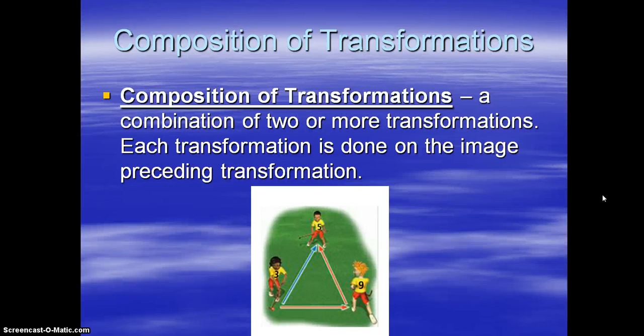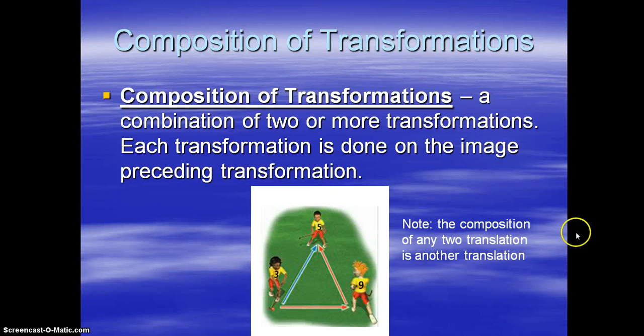We also can have a composition of transformations, and this is when we have a combination of 2 or more transformations, and each transformation we do is done to the image of your preceding transformation. So as you can see from here, if our ball can move directly from player 3 to player 5 by a direct pass, that would be one translation in itself. However, we can also do a composition of them. The ball can be passed from player 3 to player 9, and then player 9 to player 5. So as you can see, composition of any 2 translations is essentially another translation.